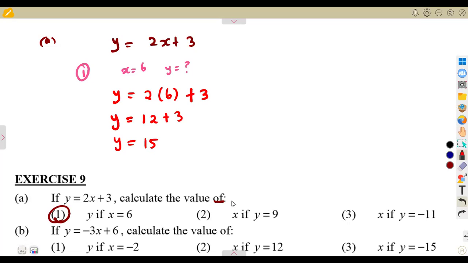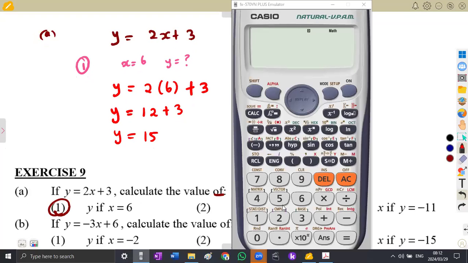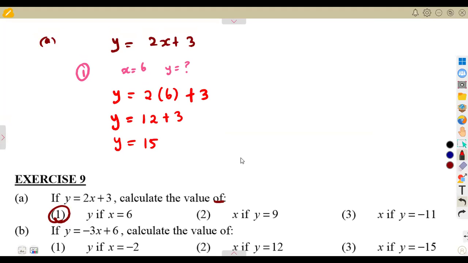This is a typical question where you are supposed to use your calculator to check if your simplification is proper. You have substituted your values. Just check if this is correct: 2 into the bracket of 6 plus 3. Am I obtaining 15? Yes, that's it. So this is how you answer these typical questions. You just have to substitute whatever you're given to find the other part.